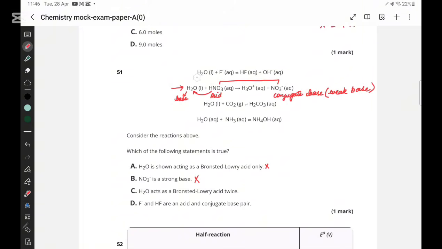H2O acts as a Bronsted-Lowry acid twice. Here H2O is donating a proton, so it is acting as an acid. It's correct. And if you see the fourth option, then H2O is basically donating a proton to ammonia, so it is also acting as an acid. So H2O acts as a Bronsted-Lowry acid twice. Option C is going to be the right one.